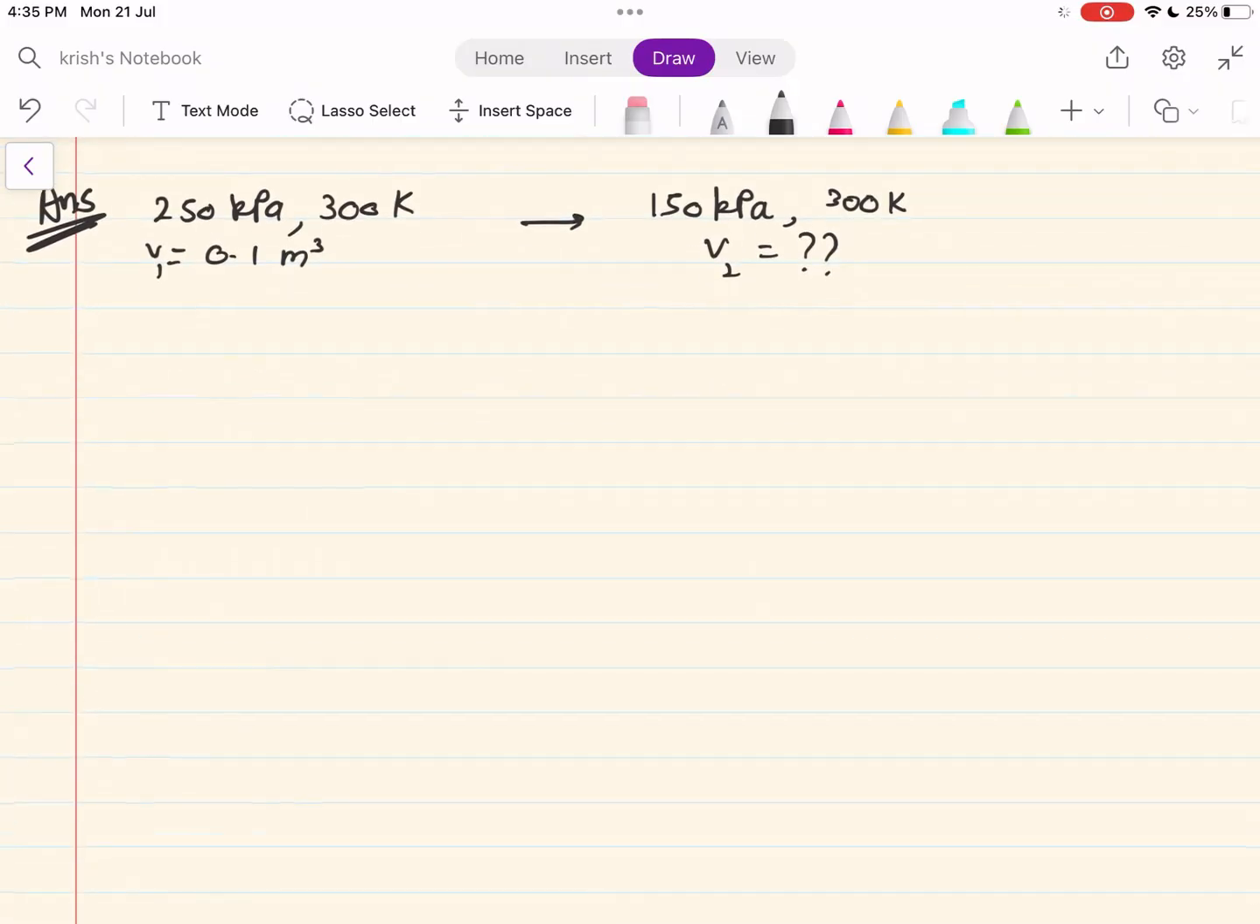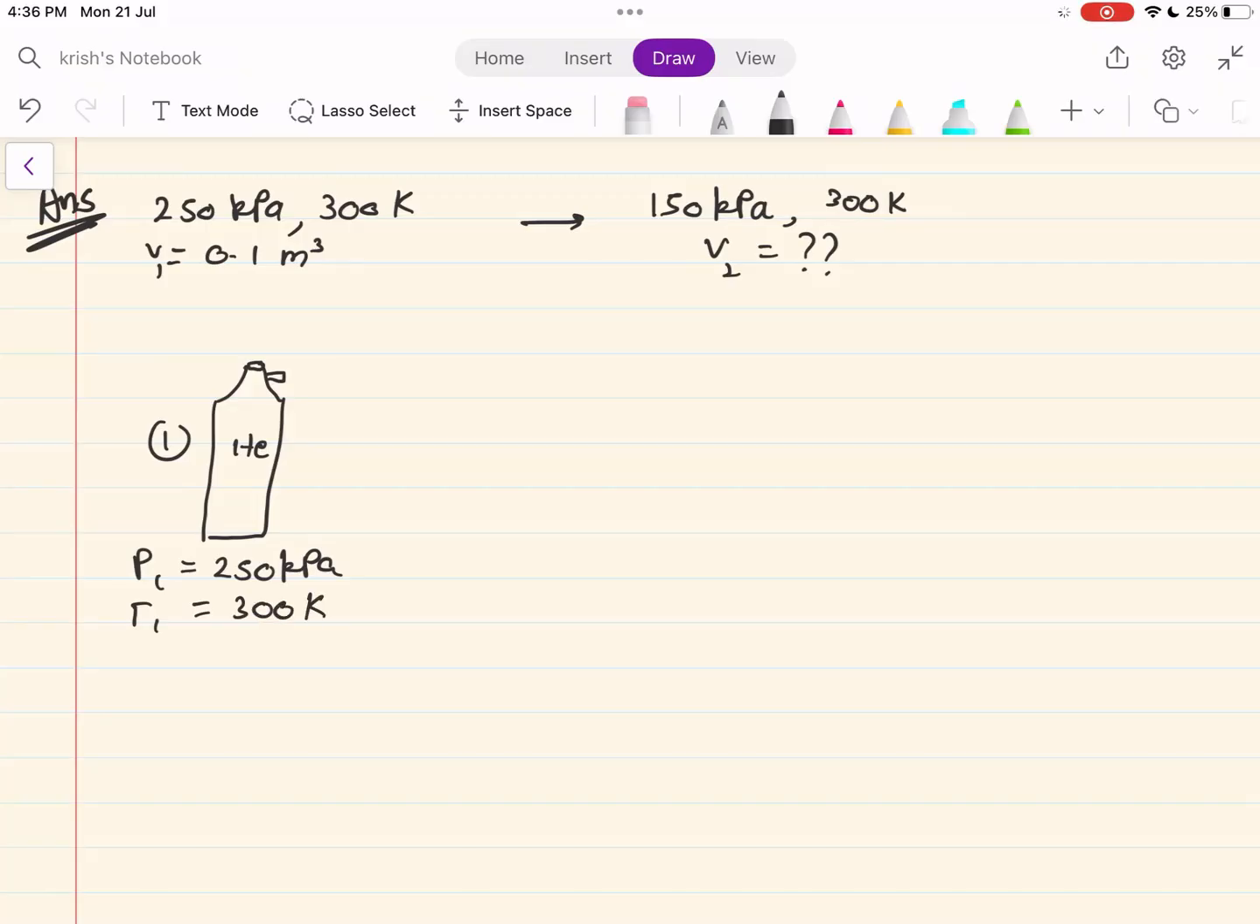So let us quickly draw out the situation just to get an idea of what is going on. This is our helium at state 1. P1 is 250 kilopascal, T1 is 300 Kelvin, and V1 is 0.1 meter cube. Then it is used to fill a balloon.